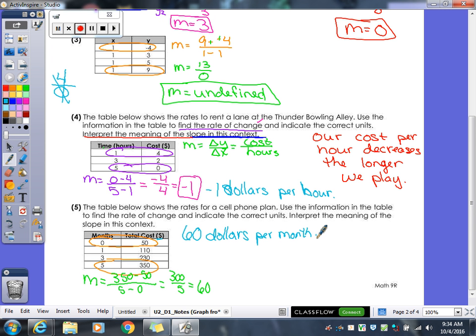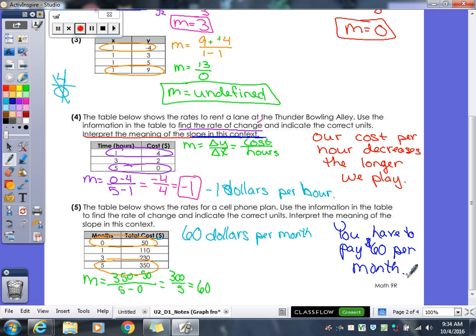So we have to interpret that in context. What this means is you are paying $60 per month. So the amount you pay keeps increasing. So you have to pay $60 per month.